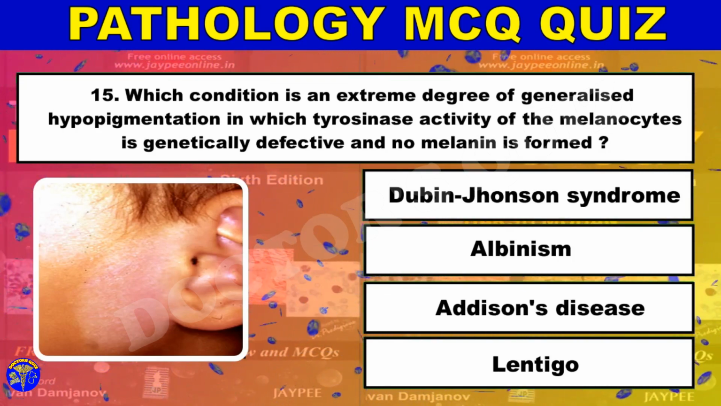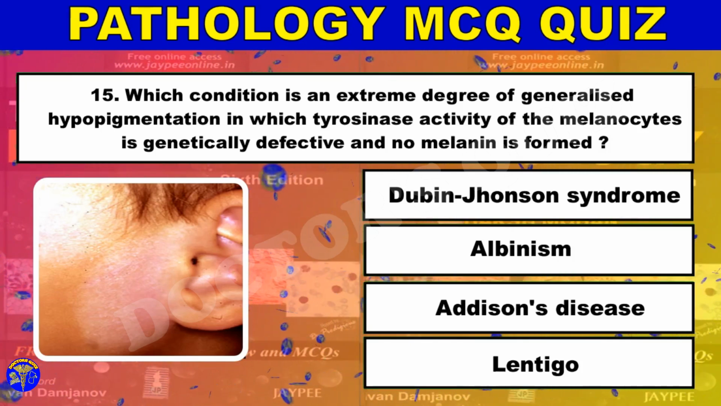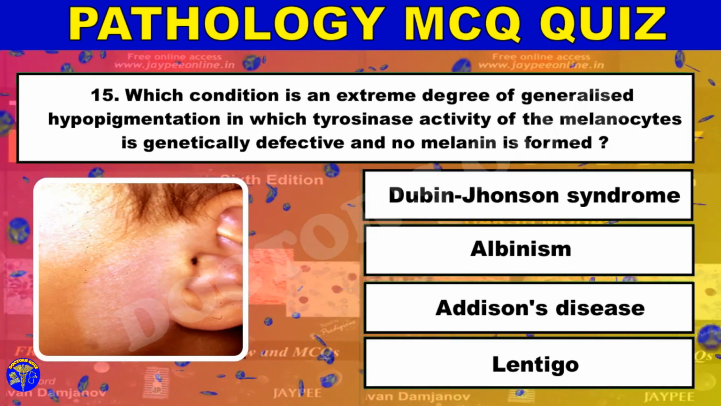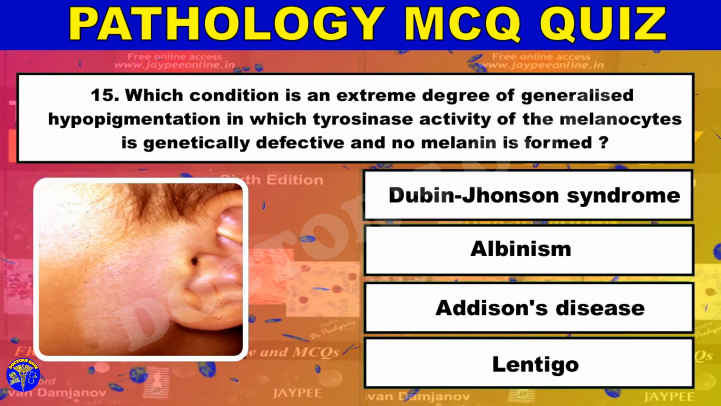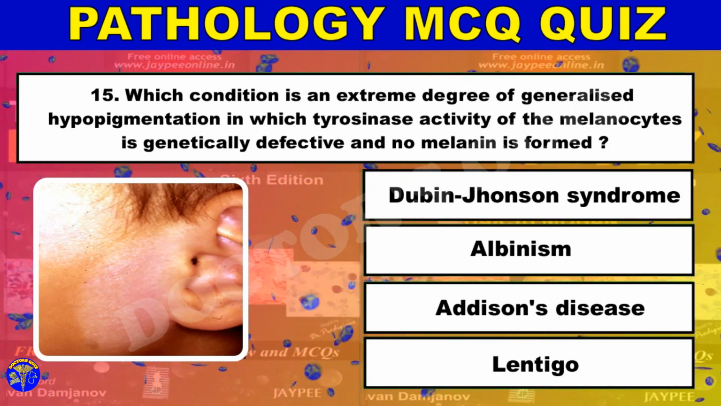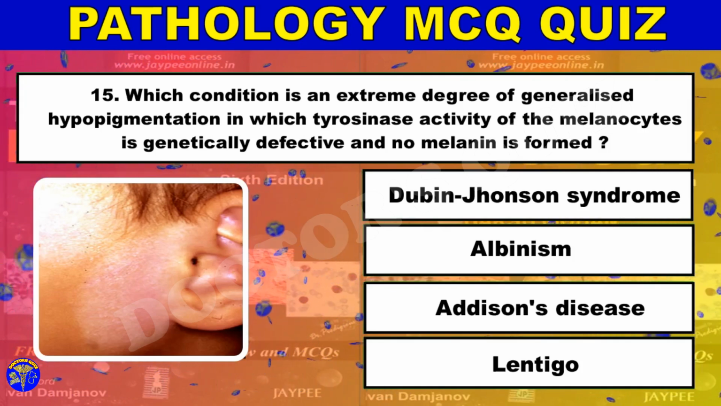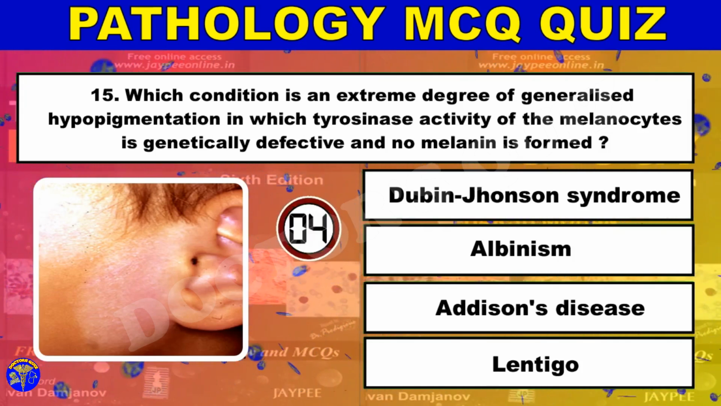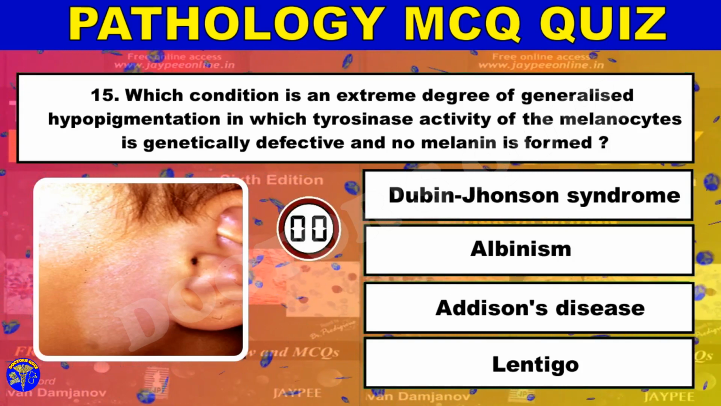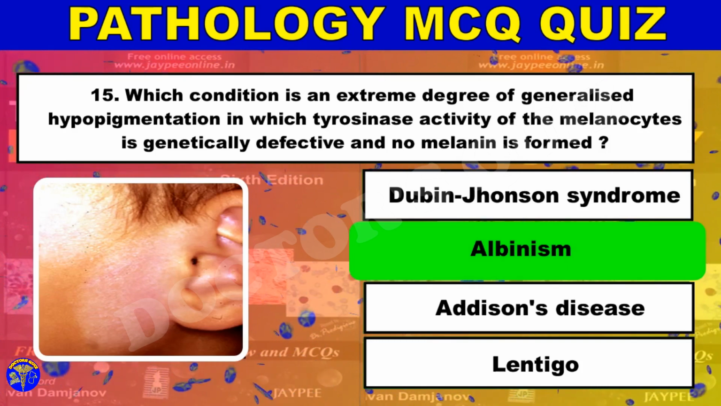Which condition is an extreme degree of generalized hypopigmentation in which tyrosinase activity of the melanocytes is genetically defective and no melanin is formed? The options are Dubin-Johnson syndrome, albinism, Addison's disease and lentigo. The right answer is albinism.